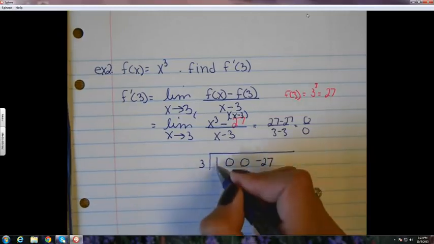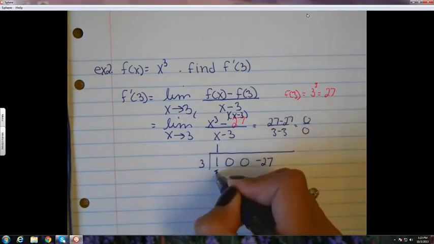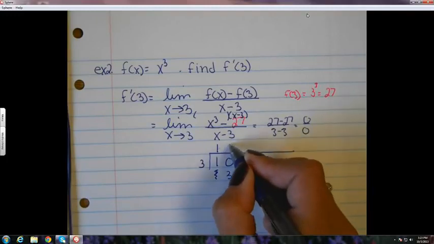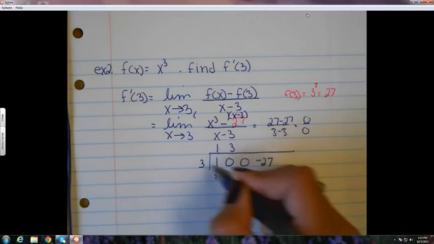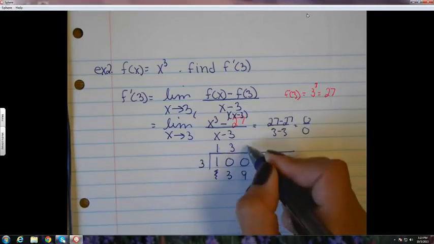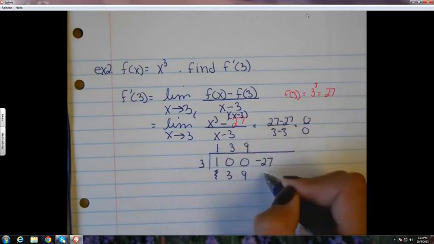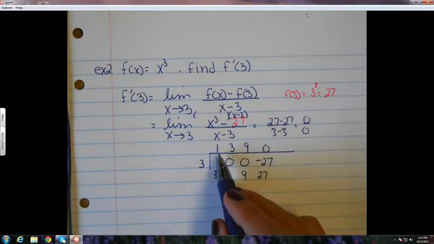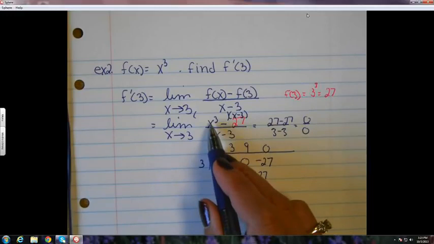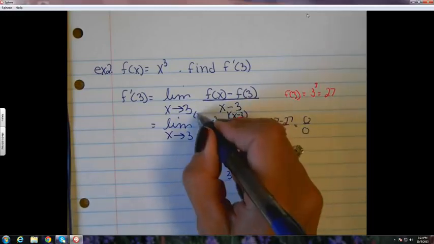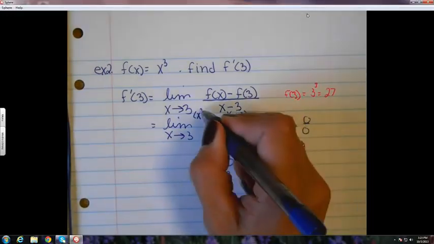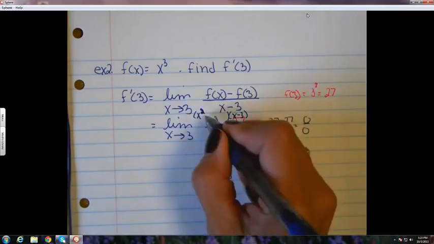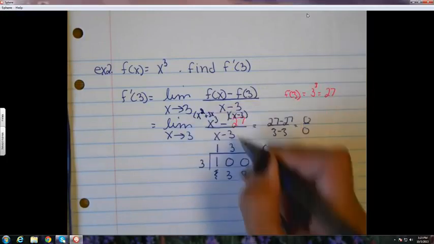So bring down the first one, nothing here, multiply, add vertically, multiply, add, multiply, add. Okay, that tells me my other factor is 1x squared, one less than that, x squared I said, plus 3x, plus 9.